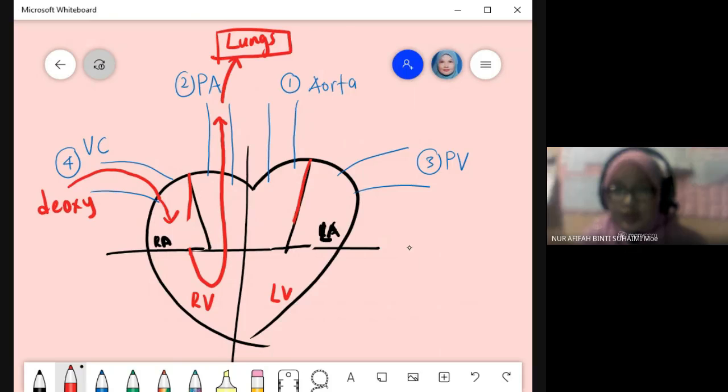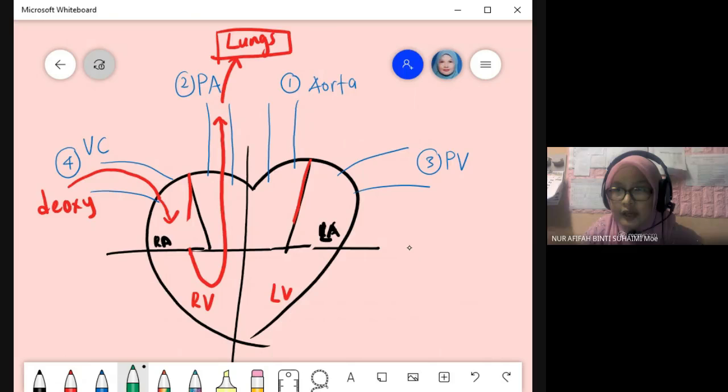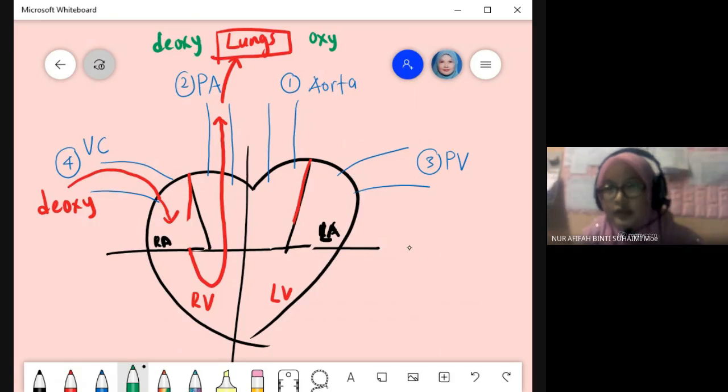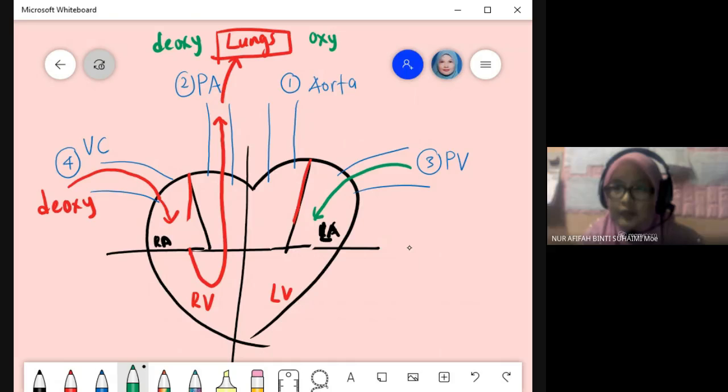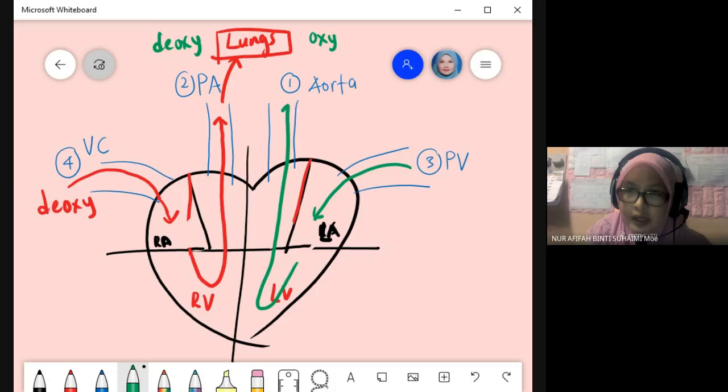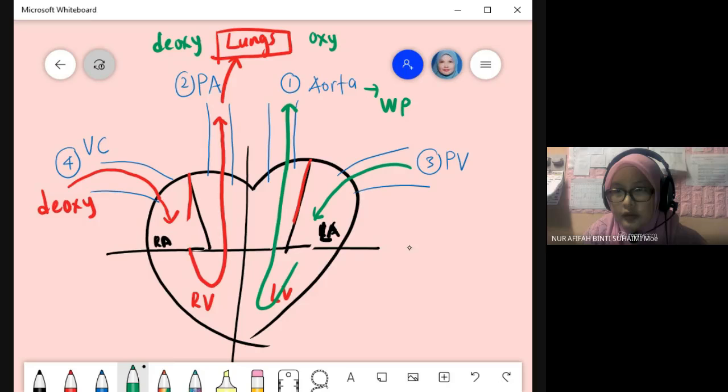Okay, so from the lungs, the blood, after the lung, it will become oxygenated blood. Before the lung is deoxygenated blood. So this oxygenated blood will flow back to the heart through pulmonary vein. Enter the left atrium, enter left ventricle, and the heart pumps the blood out through aorta. Where? To the whole part of your body.